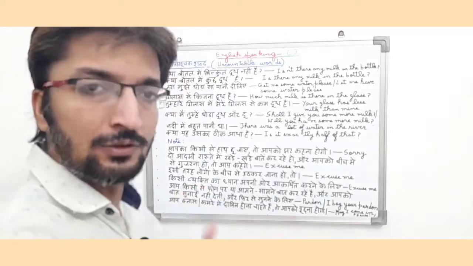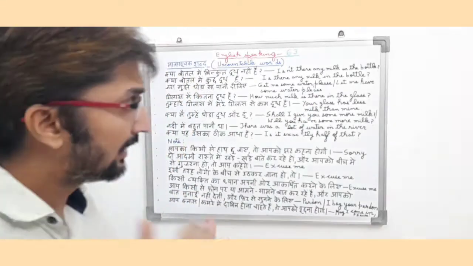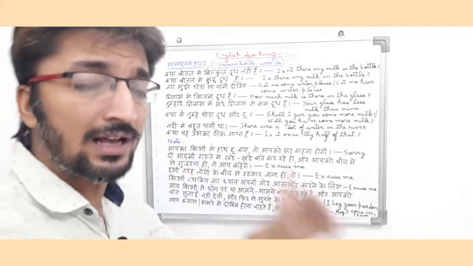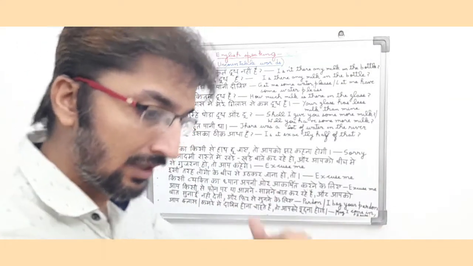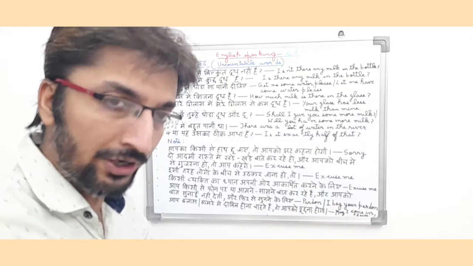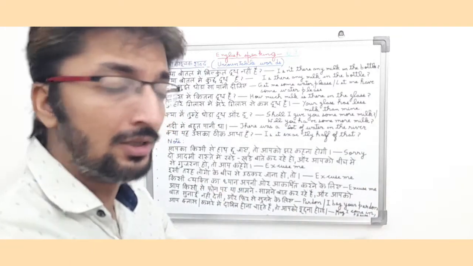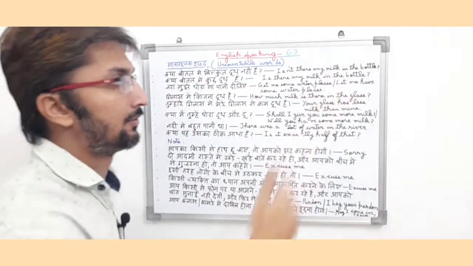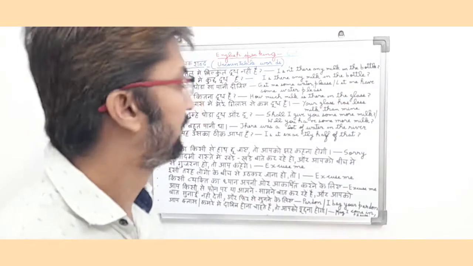So friends, this is also a present interrogative sentence, and in this sentence they are basically asking about the quantity of milk, whether maximum quantity, minimum quantity, or there is no milk in the bottle. So they are basically asking about it. So it is an uncountable word.